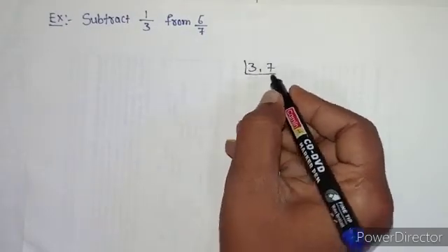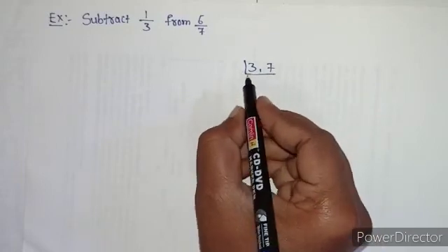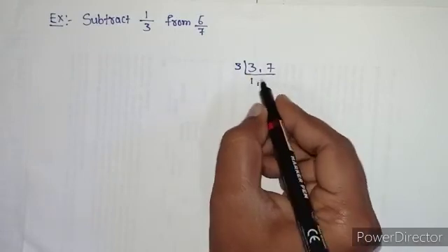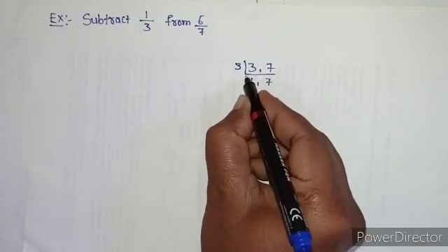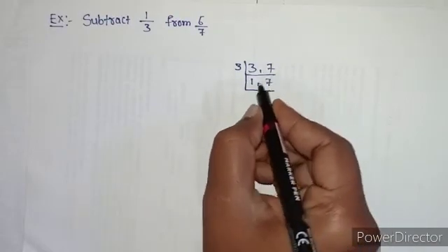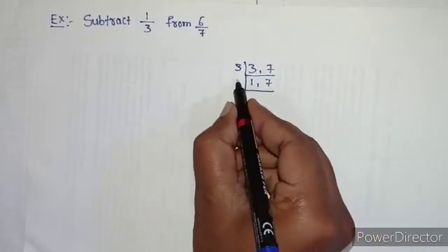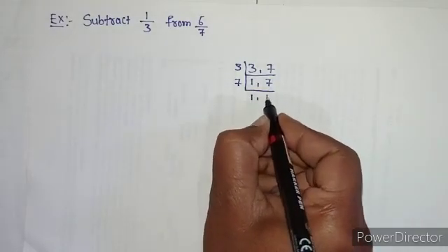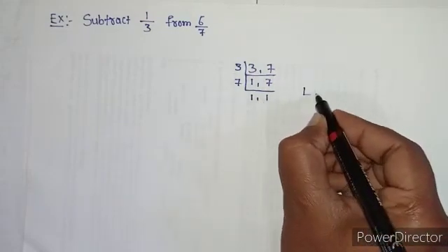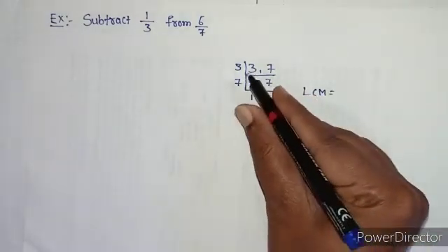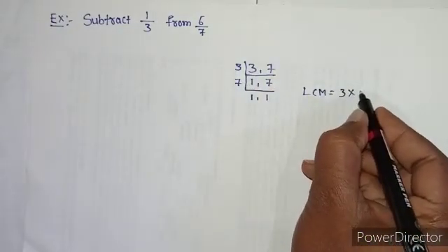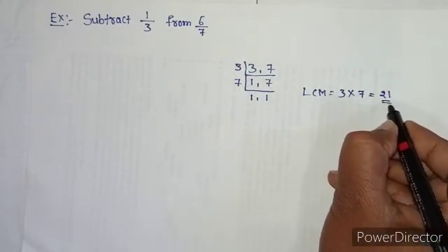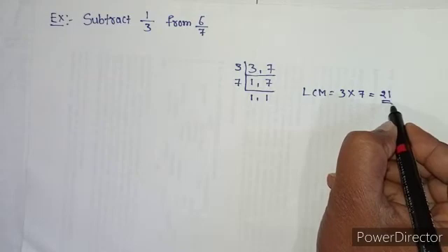The smallest prime number which divides at least one of these numbers is 3. 3 ones are 3. From 3 we can't divide 7, so bring down 7 as it is. Now the smallest prime number which divides at least one of these numbers is 7. So bring down 1 as it is. 7 ones are 7. So LCM is equal to 3 into 7. 3 sevens are 21. So LCM is 21.